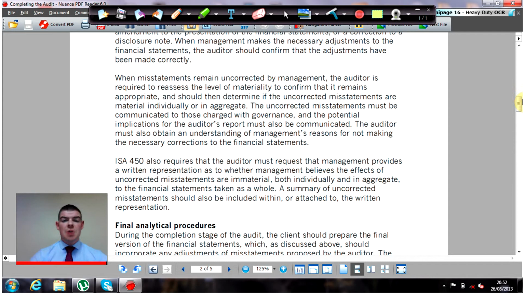So when misstatements are agreed to remain uncorrected by management, the auditor must then assess the level of uncorrected misstatements, both in terms of individual items and in aggregate, and reassess those in terms of materiality to understand whether this will make a material impact on the financial statements. And ISA 450 also requires that the auditor requests management to give a written representation, often known as a letter of representation, to confirm that these unadjusted misstatements are not material to the financial statements overall and hence will not impact the overall opinion made by the auditor.